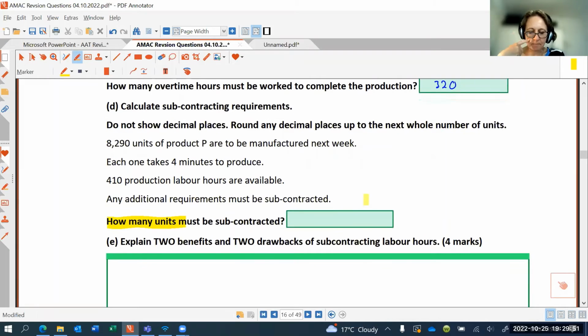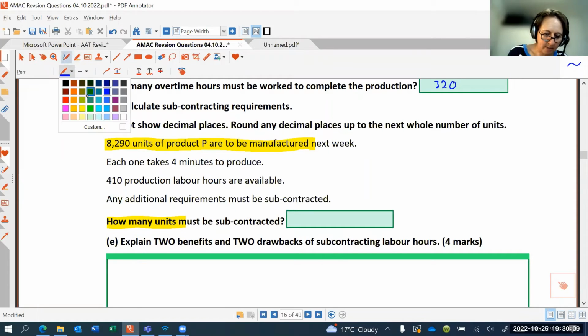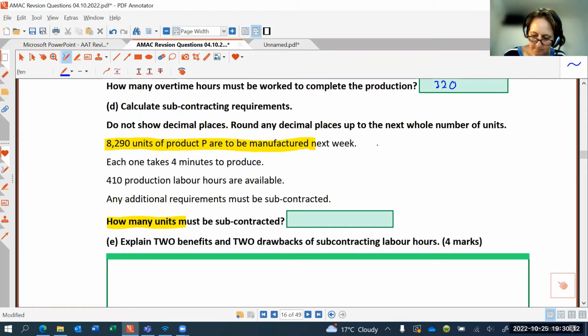So what do I know now? 8,290 units are to be manufactured next week. So that's how many units I need in order to be able to sell to my customers. Maybe let's just jot that down while we're here. So the units that are required are 8,290. The chances are we can't do all of those because it says some might need to be subcontracted. So let's look.